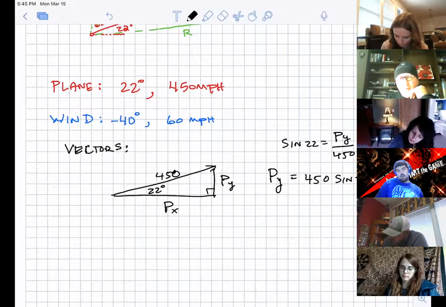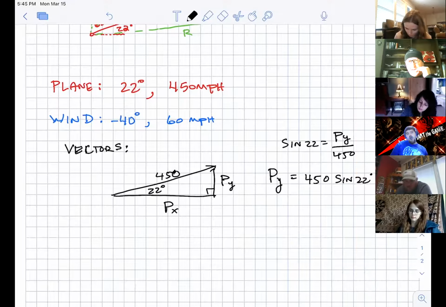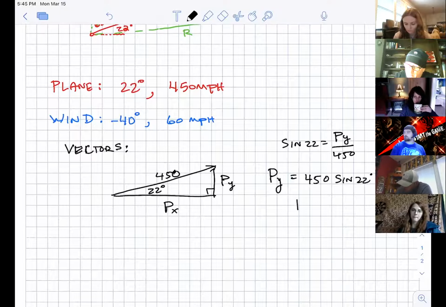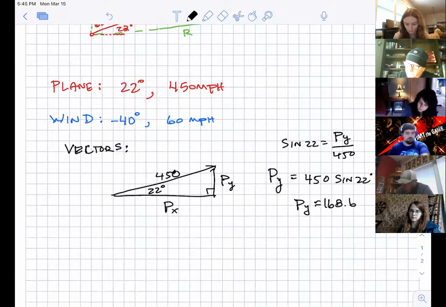And so that's a formula on that formula sheet. In other words, if you take the magnitude of the vector 450 and you multiply it by the sine of the angle, then that'll give you the Y component. So 450 times the sine of 22, I get 168, I'm going to round it off. P of Y is approximately 168.6 miles per hour. And airplane in X would be the same thing, except it'd be 450 times the cosine of 22.